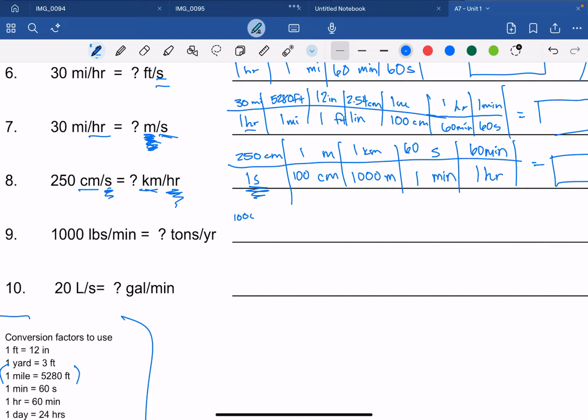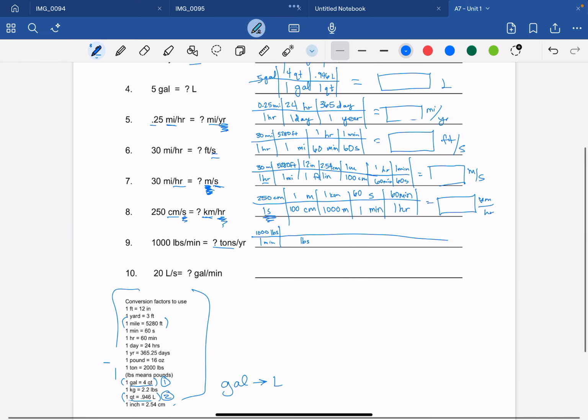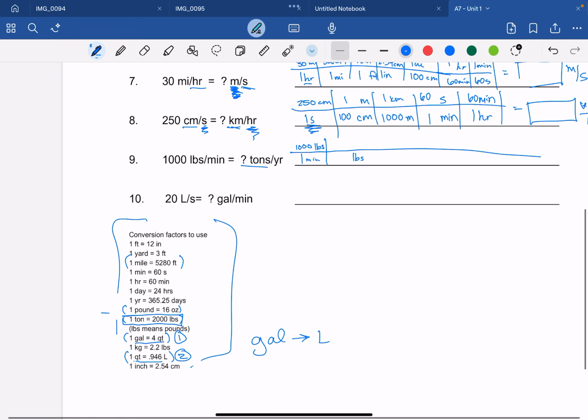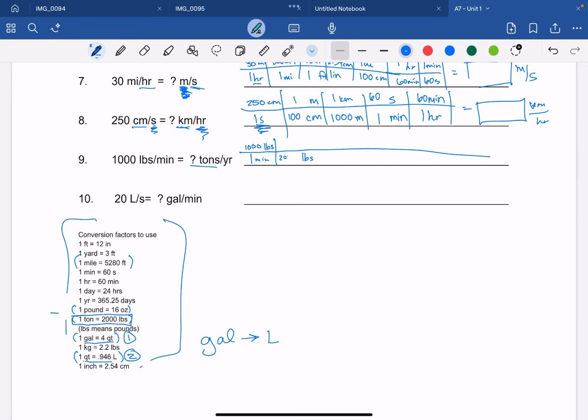2 more. 1,000 pounds per minute. Okay, move pounds to the bottom. We want to get it to tons. So do we know how many pounds are in a ton? And down here in our conversion factors, I see a pound is 16 ounces. I see a ton is 2,000 pounds. So we want to use this one here. 2,000 pounds is 1 ton. So we're already in our tons number.